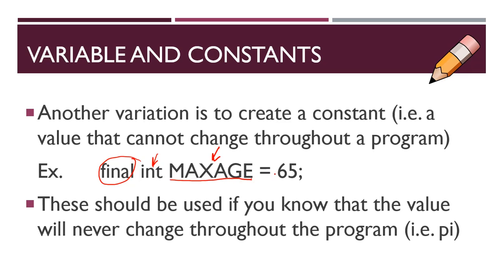The other thing is that you have to assign a value to a constant when you create it. These should only be used if you know the value will never change throughout the program, and it has to be a value that you found to start with. You can't get a value from the user and then make the constant with that. It has to be an actual value that you know at the start when you make that constant.